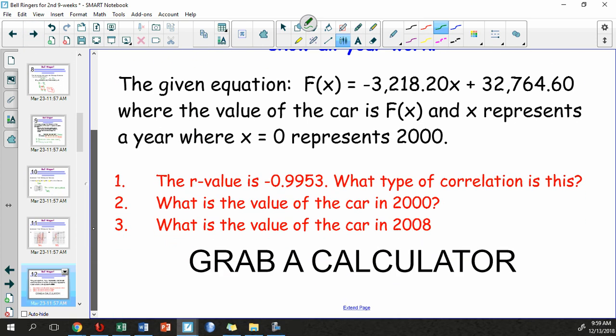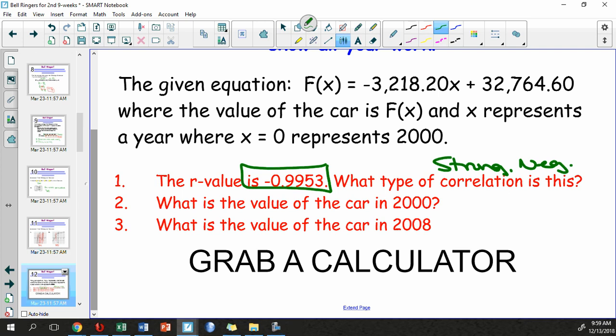Okay. Next, the given equation of f of x is equal to negative 3,212.208x plus 32,764.60, where the value of the car is f of x and x represents a year where x equals 0 represents 2000. The value is negative 0.9953 for your r value. What type of correlation is this? Well, because it is negative and very close to -1, this is going to be a strong negative correlation. And then what is the value of the car in 2000?